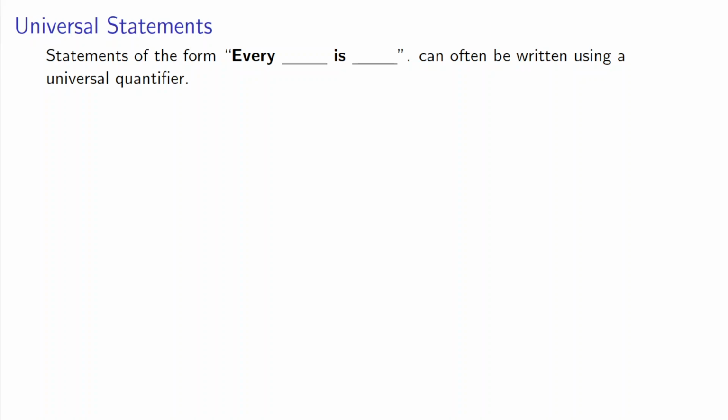We can also look at some more universal statements. A common form we might see for a statement is "every blank is blank." And we can write this out using a universal quantifier: for all x, if P of x, then Q of x. So P of x would be the first blank, and Q of x would be the second blank. For all x, if P of x, then Q of x: every P of x is Q of x.